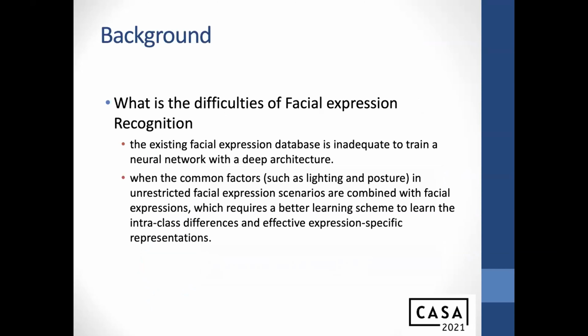First, a lot of data is needed to train the CNN model to avoid overfitting. However, the existing facial expression data sets are not enough to train a neural network with a deep architecture. And in addition, when common factors such as lighting are combined with facial expression, it requires a better learning structure with powerful feature learning abilities to distinguish the interclass differences.